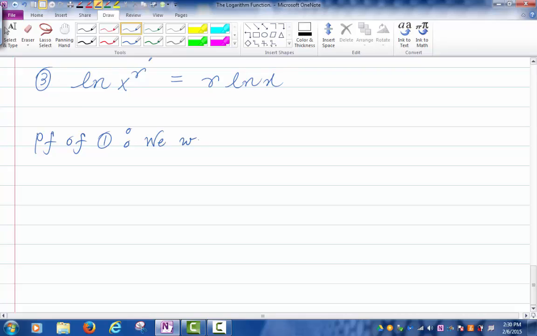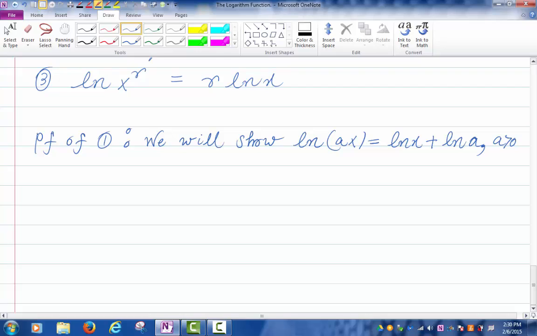We will show ln of a times x is equal to ln of x plus ln of a. Is that the same as law number 1? Here I'm assuming that a is positive.